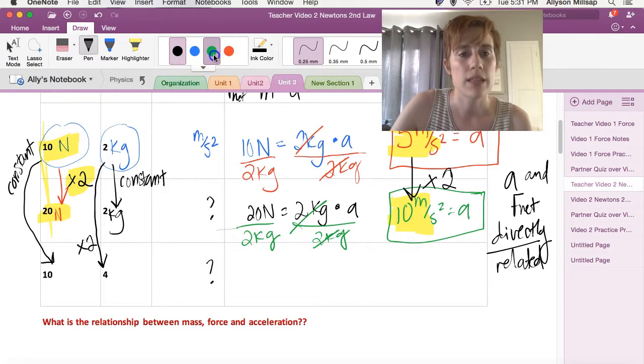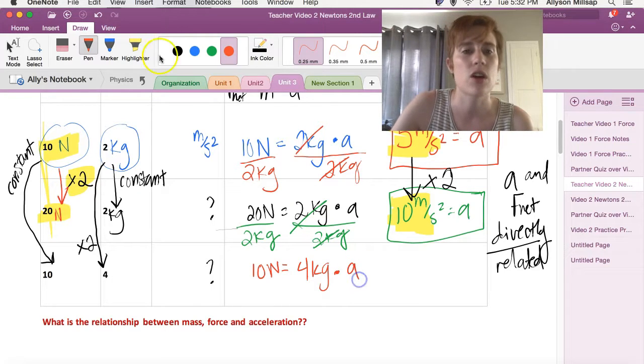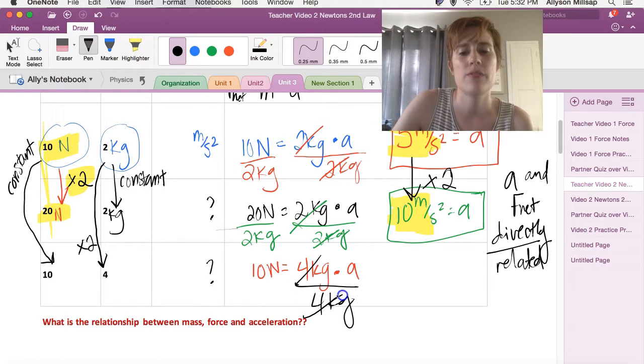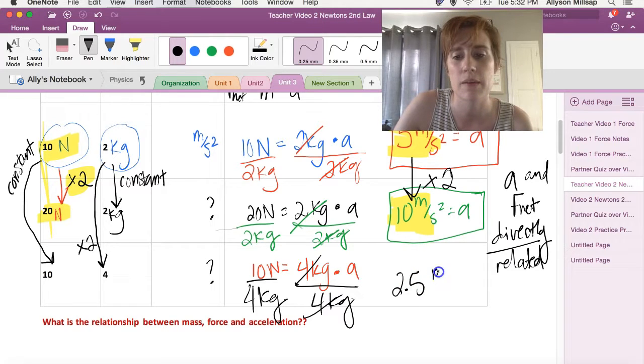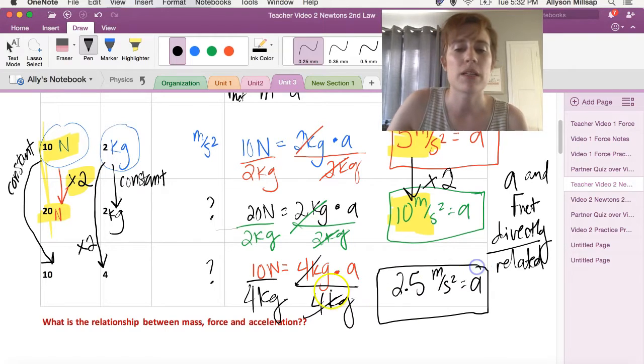Well, let's plug it into a formula. We have 10 newtons of force, like we did in the first problem. Our mass is now doubled from the first problem. Let's solve for acceleration. So I do the same thing that I did above, moving mass to the other side. 10 now divided by 4, my calculator gives me 2.5 meters per second squared. That's my acceleration. So what happened?